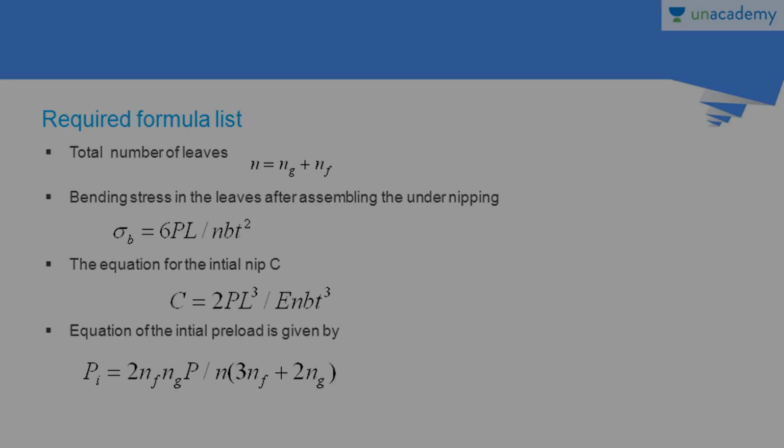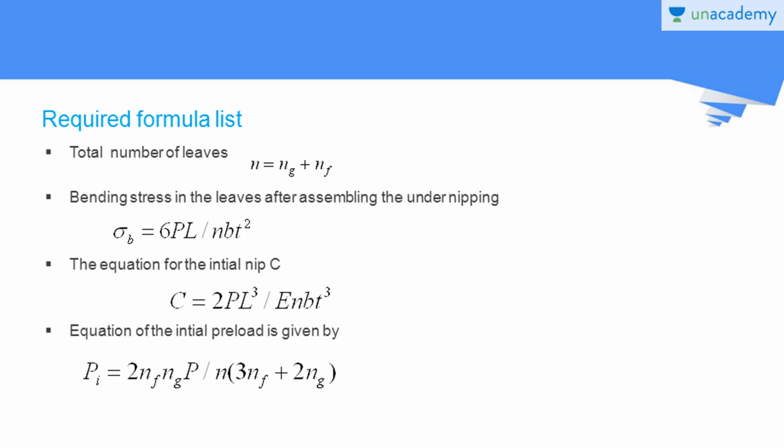Okay. So here the required formula is the total number of leaves n equals ng plus nf, where ng is the number of graduated length leaves and nf is the number of extra full length leaves. Okay, where in ng the master leaf is also included.